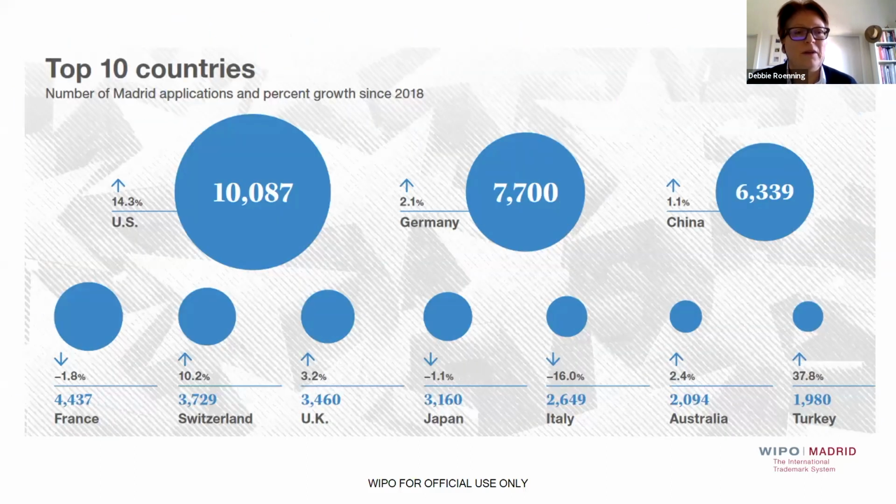Looking at where these applicants come from, this is based on the address of the applicant. Most of our applicants come from the US, followed by Germany and China. And then later France, Switzerland, UK, Japan, Italy, and Australia and Turkey. So these are the top 10 countries based on the address of the applicant.